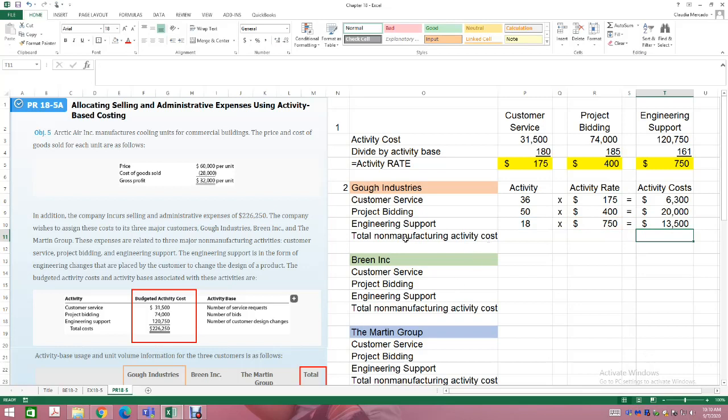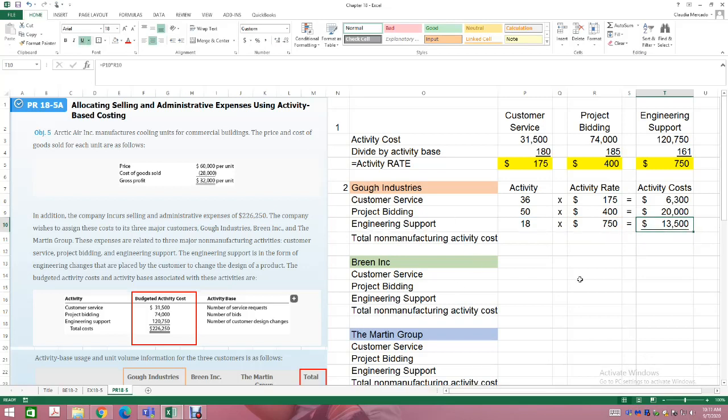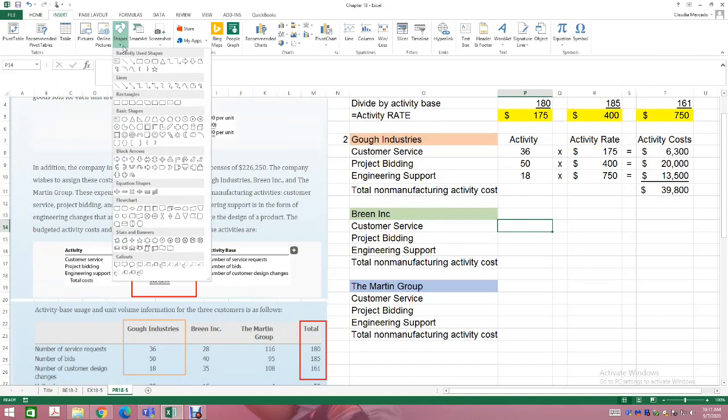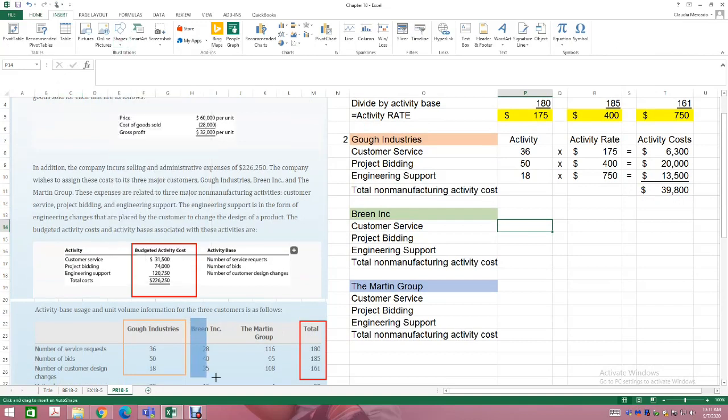Now I can get my total manufacturing cost for Go Industries that I'm going to charge based on the different activities that we had with them. We're going to add those together, and that's going to give me $39,800. That's the total manufacturing activity cost that we're going to charge Go Industries for selling and admin expenses. We're going to do the same thing for Bryn.